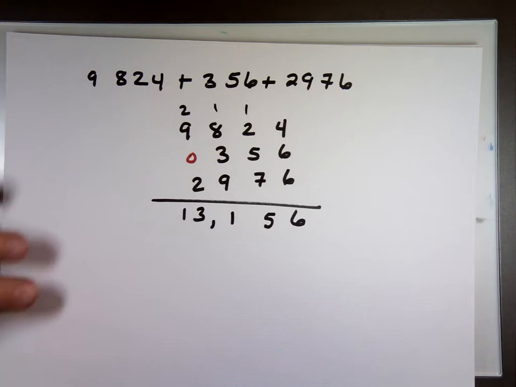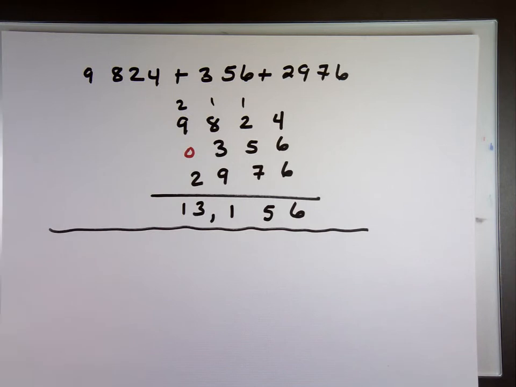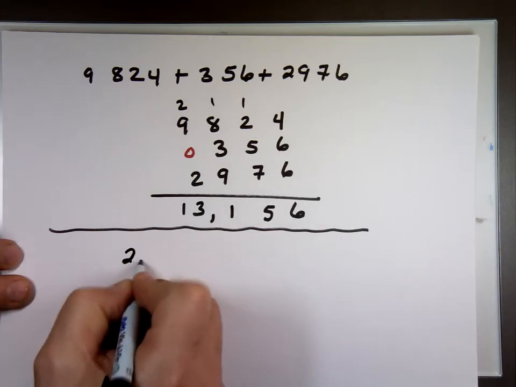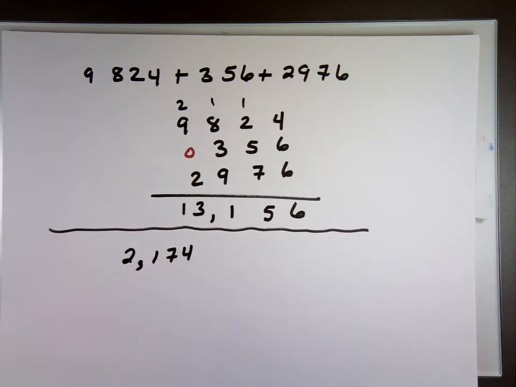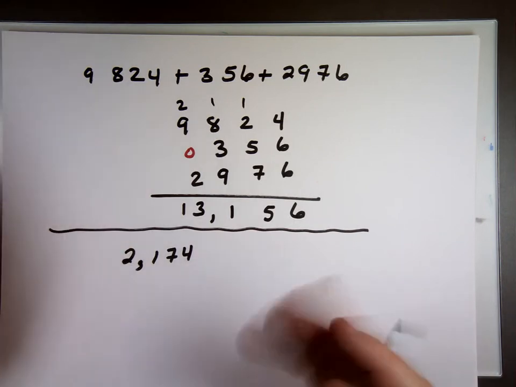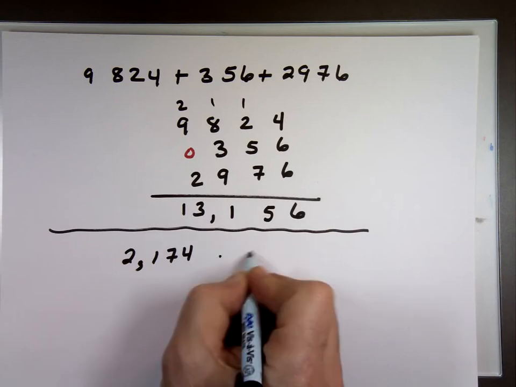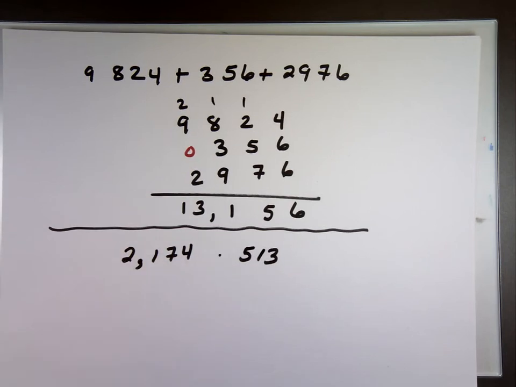Now you might say, where am I going to add numbers like these? Okay. Let's say you have in your checking account $2,174. And you get paid tomorrow. So you went to work and they gave you a check, which is $513. Assume there's no penny here. You want to deposit that into your account.